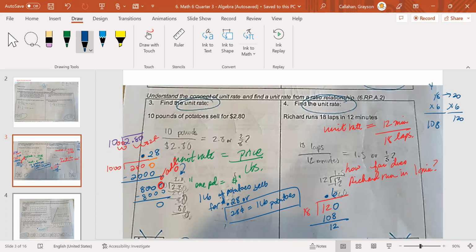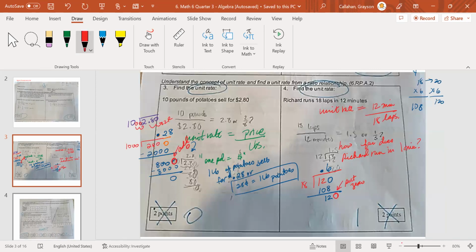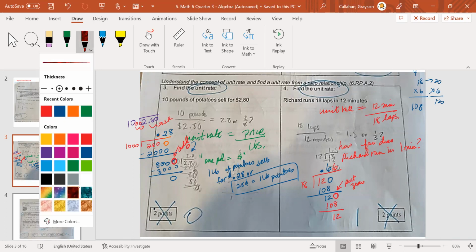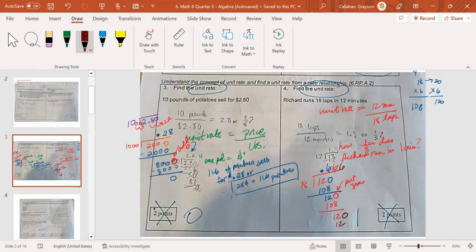Do you see how 18 doesn't go into 12? So what do you do here? You just put a 0. And then since it's still 120, 18 times 6 is 108. You get 12. Do you see how this process just kind of repeats itself again? 18 times 6 is 108.